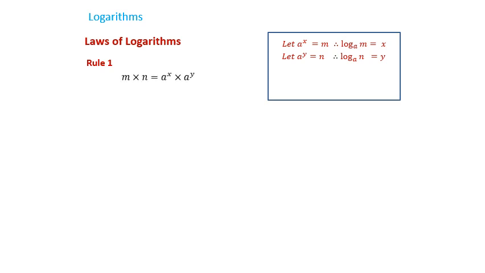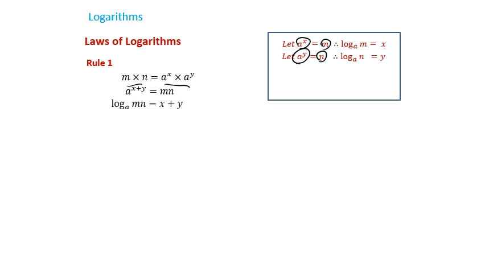In our first rule, we let m times n equal a to the x times a to the y. Why is that? Well, that was m, that was n, so m times n must be a to the x times a to the y. Can't complain about that. But what we can do is add the two indices together. That gives us a to the x plus y equals m times n.